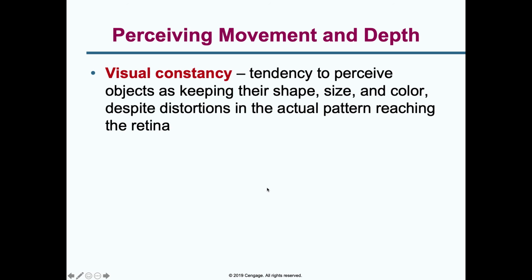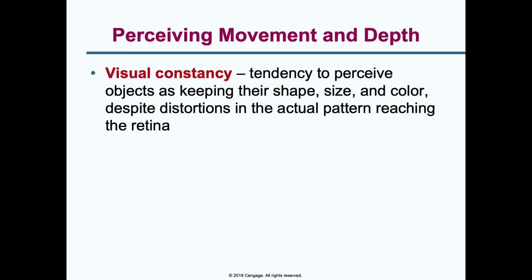We also need to perceive movement of things and depth. When we're looking at objects, they keep their shape, size, and color despite distortions in how they actually reach our retina. Here's an example. If we're standing in front of a door, whether it's closed, half open, or fully open, it's still a rectangle. So we tend to perceive that object still as a door, no matter if it's open, closed, or half open.